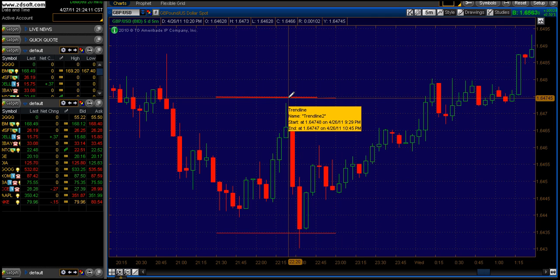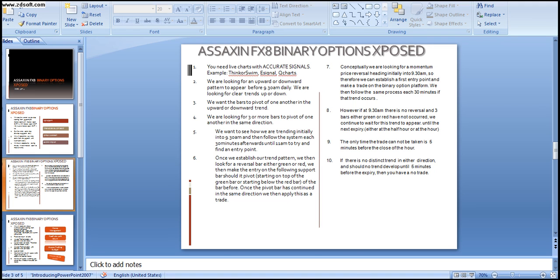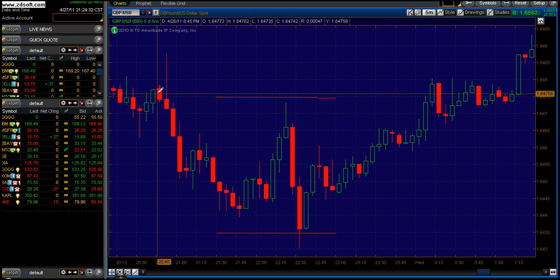Therefore, once we establish our trend pattern, we then look for a reversal bar, either green or red. We then make the entry on the following support bar should it pivot. What I mean is, should it start on top of the green bar or start below the red bar? So in this case here, we have had a downward trend. We've had one bar, two bars, three bars, four bars, five bars. This becomes the first reversal of trend.